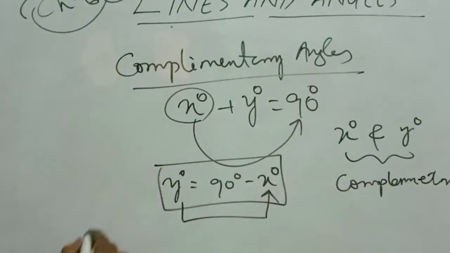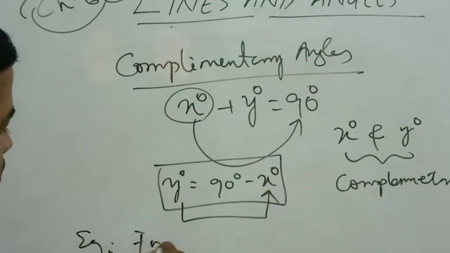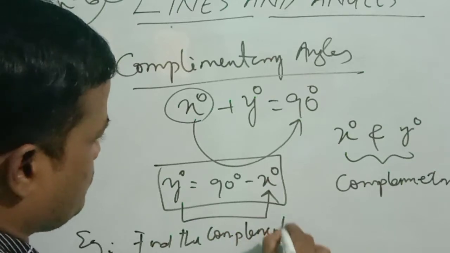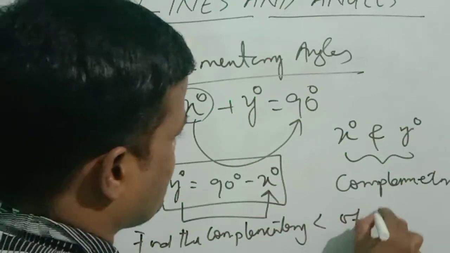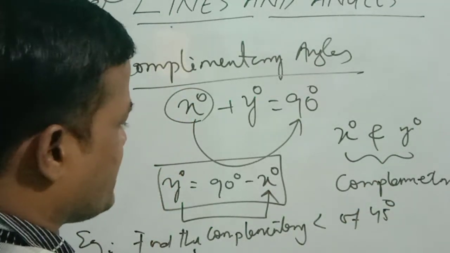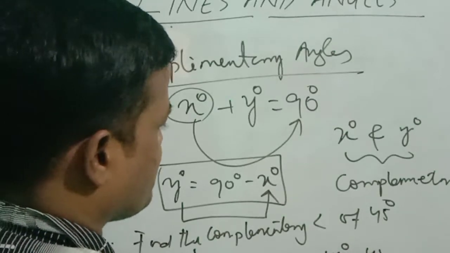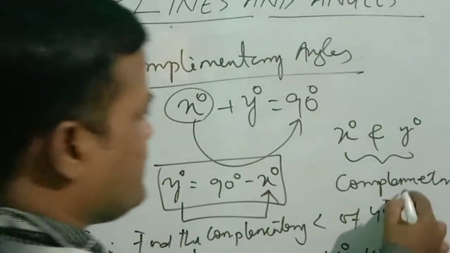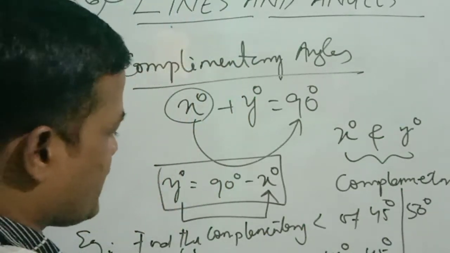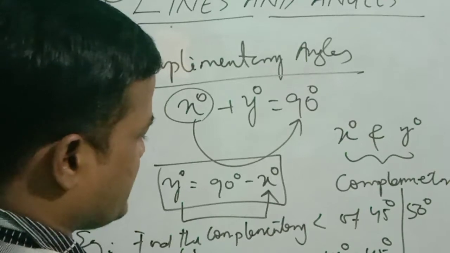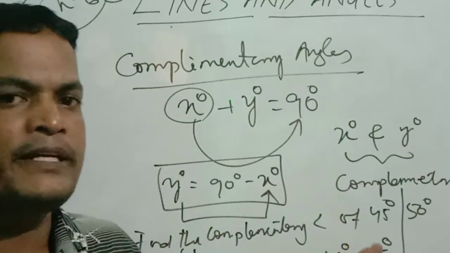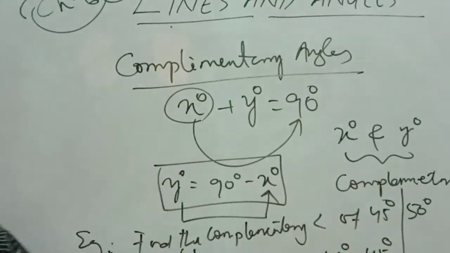So suppose we are going to find the complementary angle of 45 degrees. That means the complementary angle of 45 degrees is equal to 90 minus 45 degrees, that is 45 degrees. Okay, now the complementary angle of 50 degrees. Let us calculate. The complementary angle of 50 degrees is equal to 90 degrees minus 50 degrees, equal to 40 degrees. So when we calculate the complementary angle, we just subtract from 90 degrees.